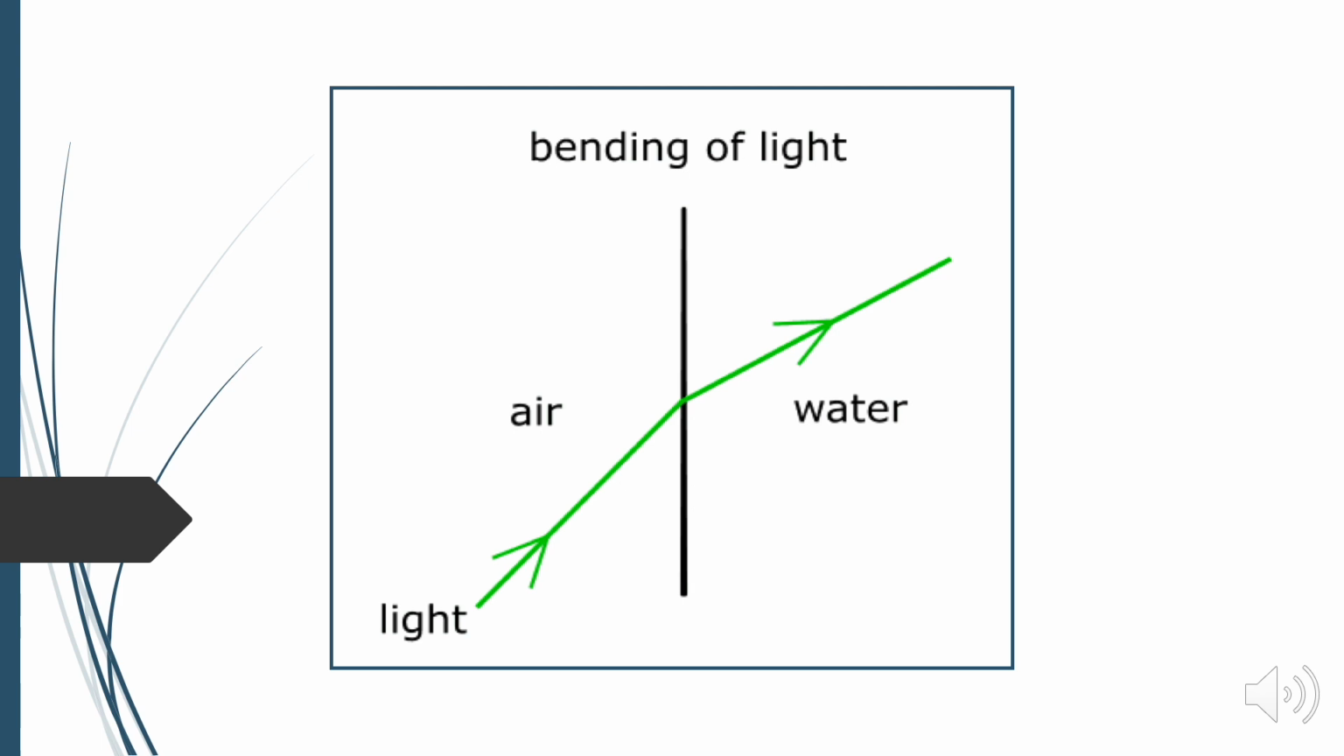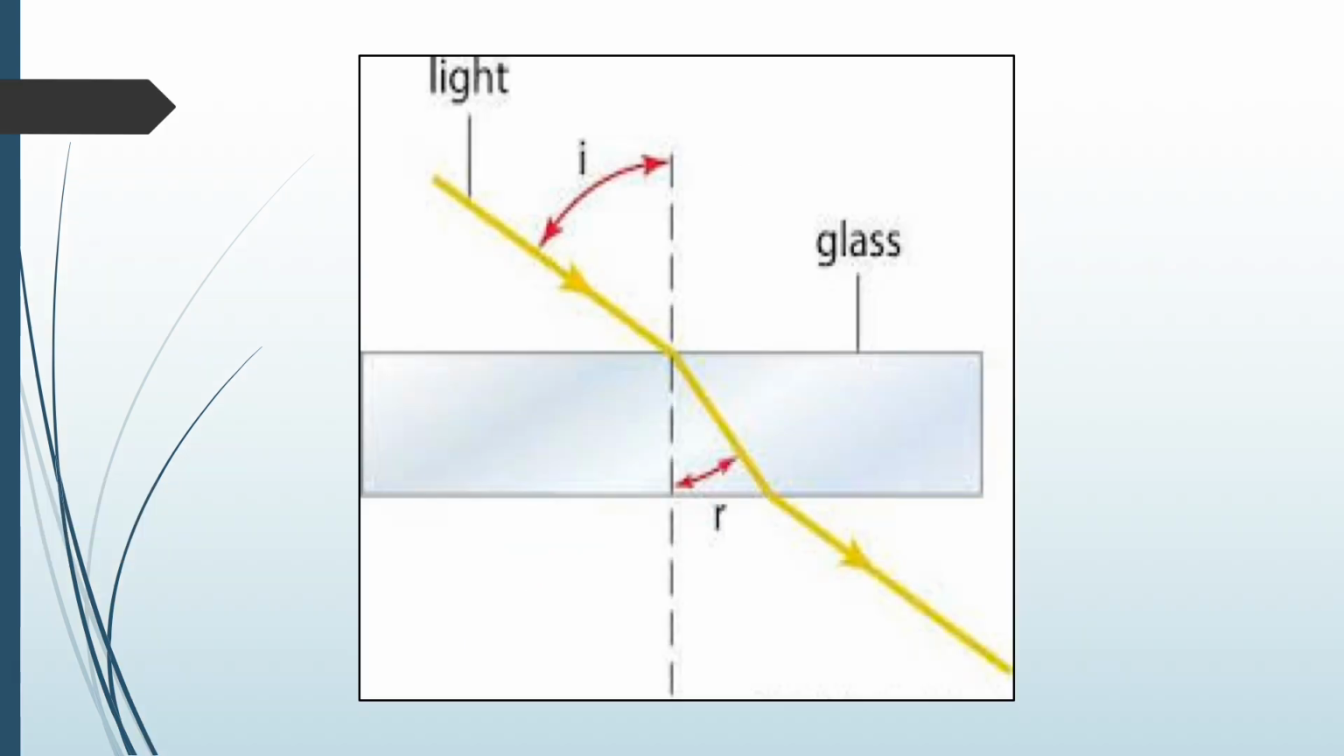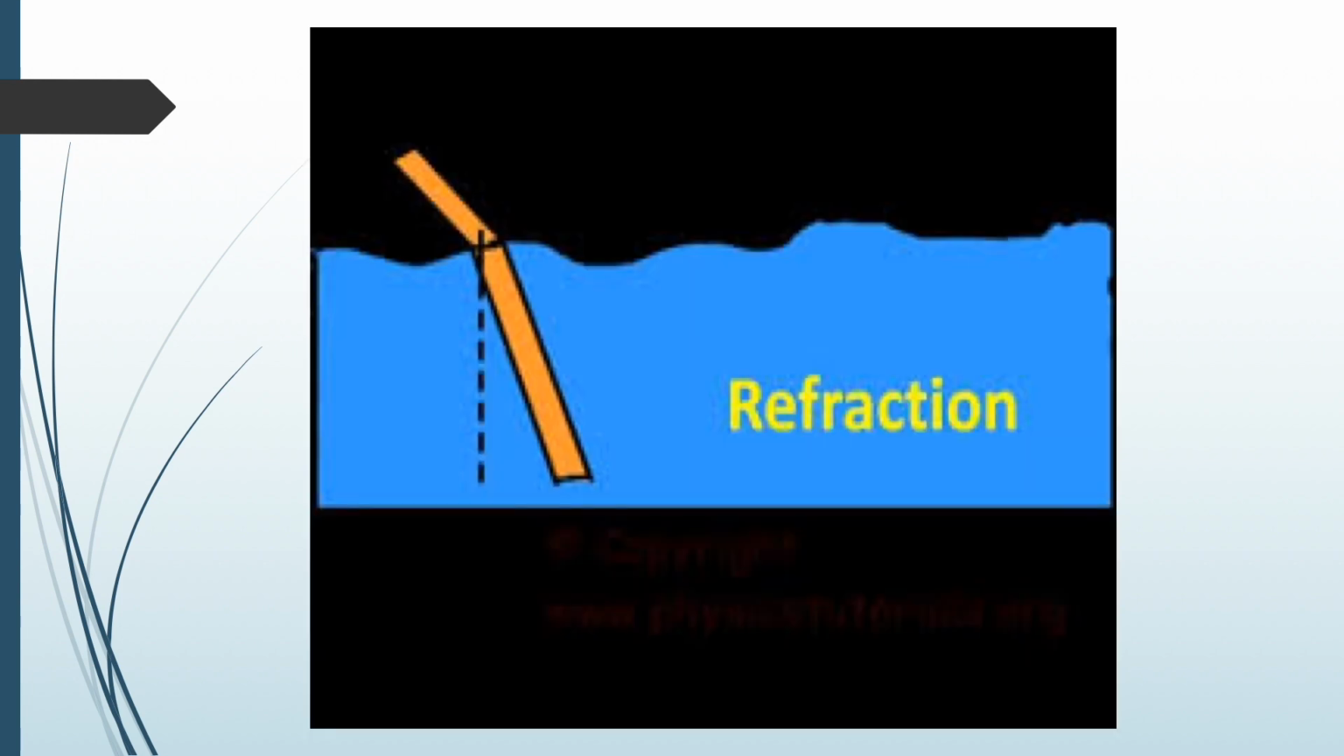Light rays usually travel in straight lines, but when they pass from one material to another, they are forced to bend. That is, they change direction and then travel on a new straight path. Look at the picture. You can see the bend. This bending is called refraction.